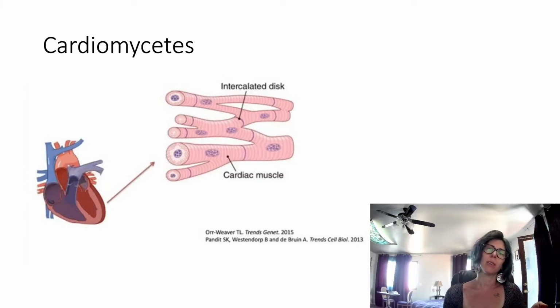In this video, I'm going to cover the histology of the heart. So we'll talk about heart cells, which are called cardiomyocytes. We'll look at them under a microscope. We'll talk about their defining features and what those features are for.